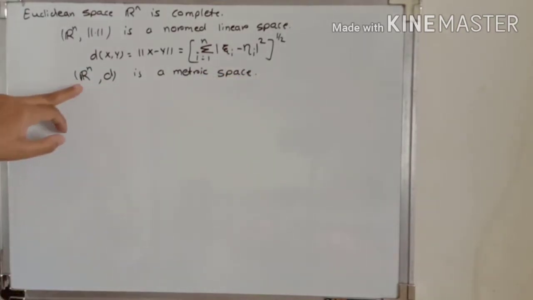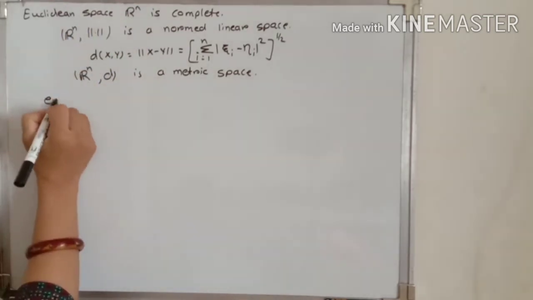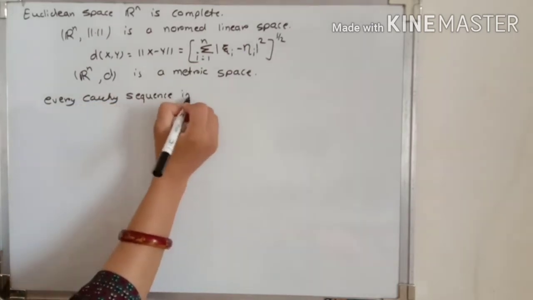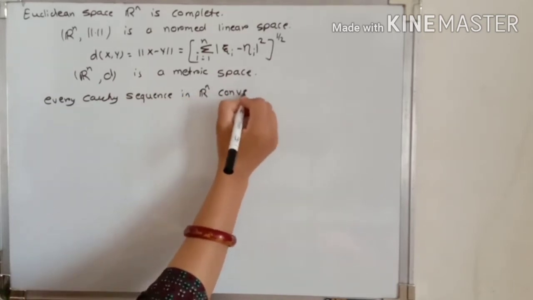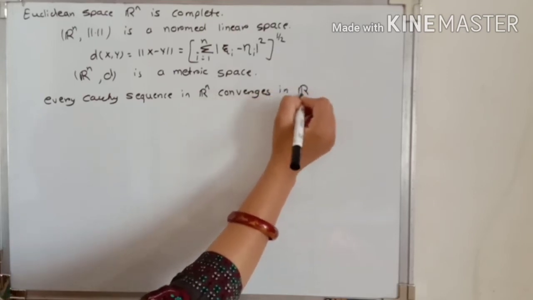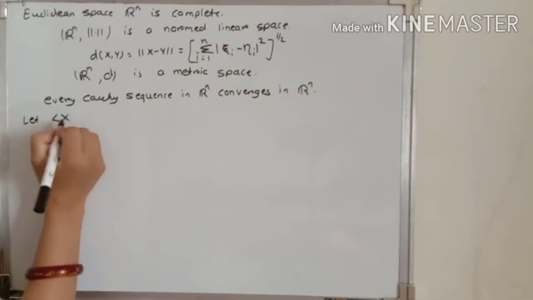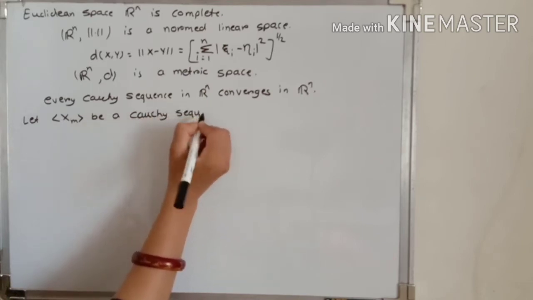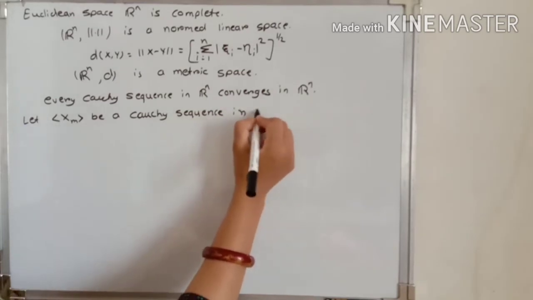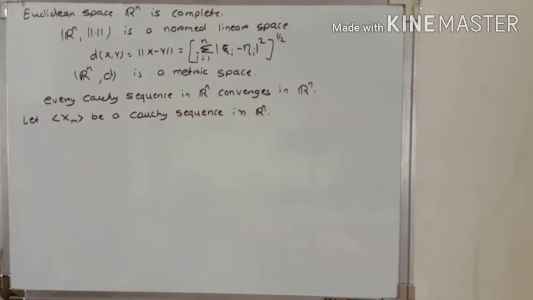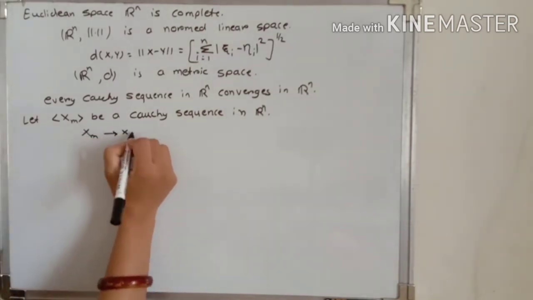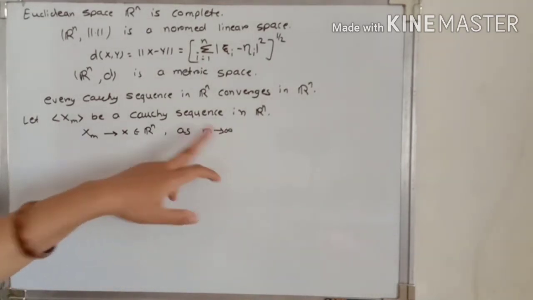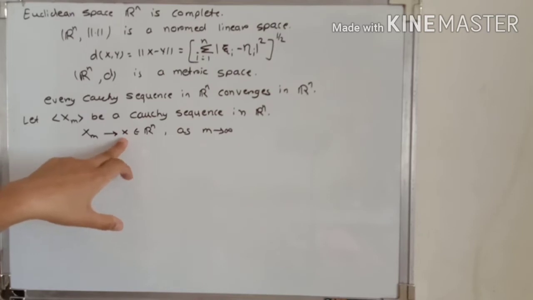Now we have to show that Rn is complete. So we have to show that every Cauchy sequence in Rn converges in Rn. Let the sequence Xm be a Cauchy sequence in Rn. Then we have to show that Xm converges to X, where X must be a point of Rn, as m goes to infinity. That means when m goes to infinity, Xm converges to X and X must be an element of Rn.